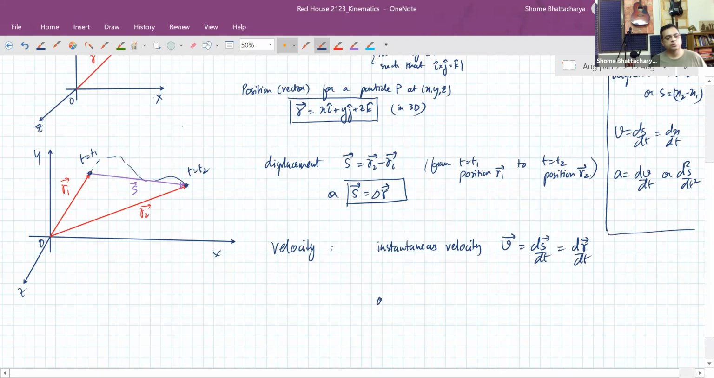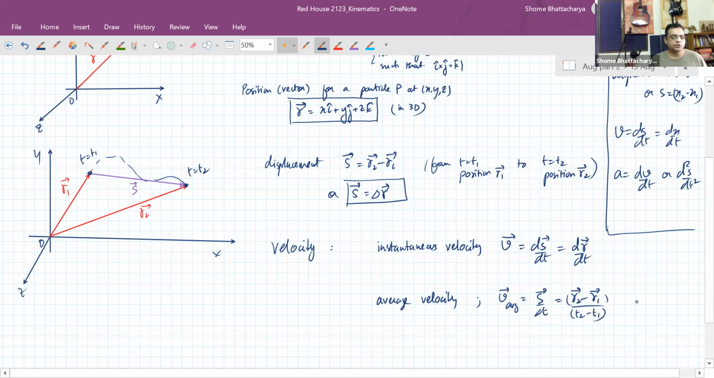Okay, and if we talk about average velocity, then that will be defined as total displacement upon total time, or you can write the displacement as r2 minus r1 during a time interval of t2 minus t1.